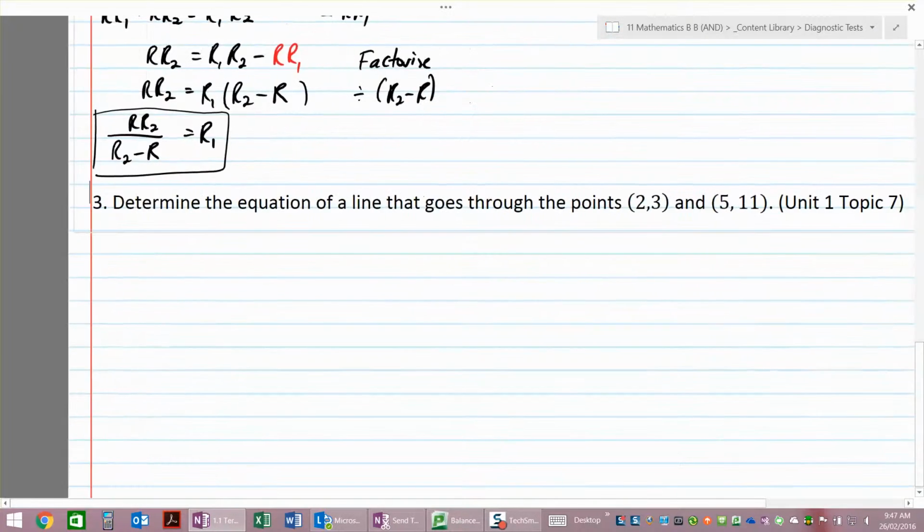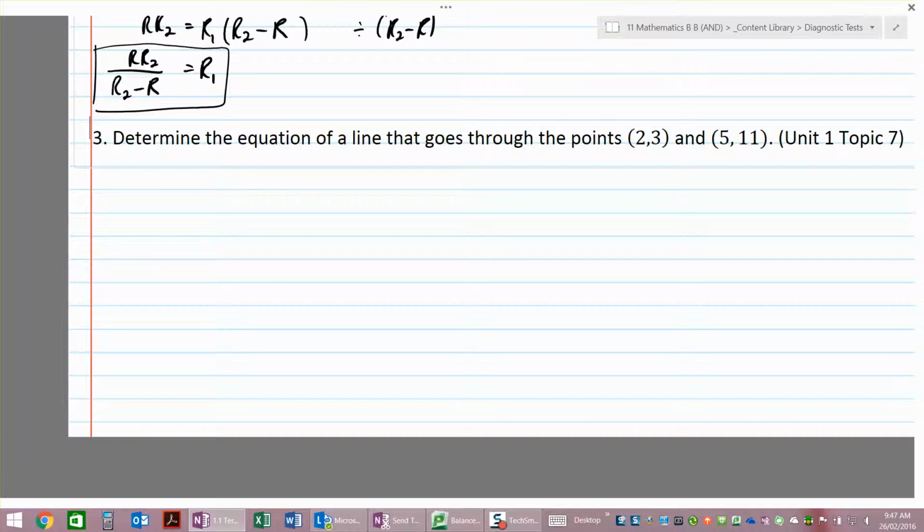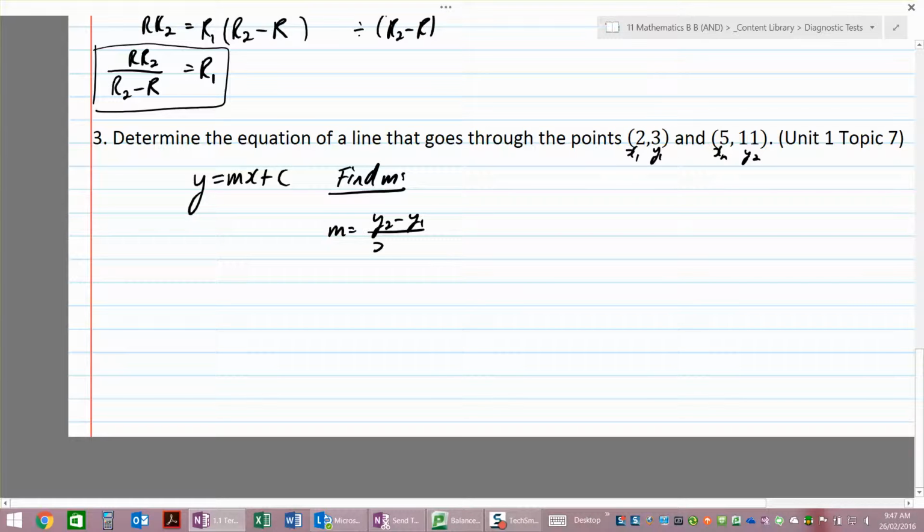Okay, the final one for the first page is find the equation of the line that goes through these 2 points. So I've got my equation y equals mx plus c. I don't know m or c at the moment, so I need to find both of them. I'll start by finding m. I'm going to call these 2 points x1, y1 and x2, y2. Use my formula for the gradient. 11 minus 3 on 5 minus 2. I end up with 8 on 3 as my gradient.